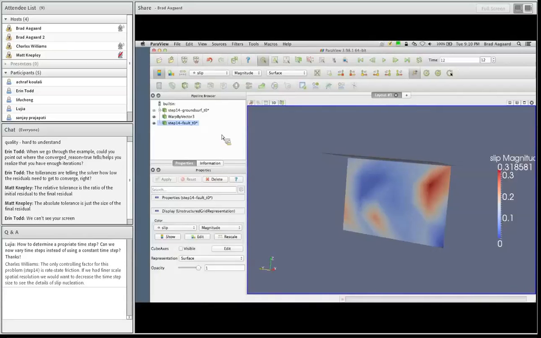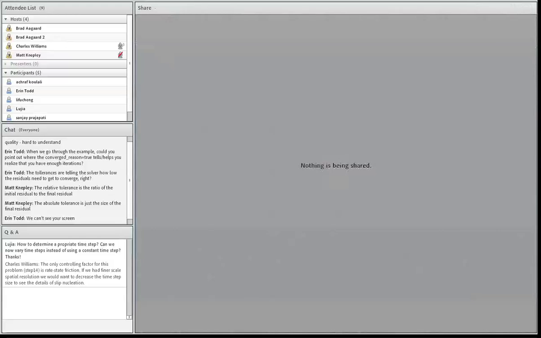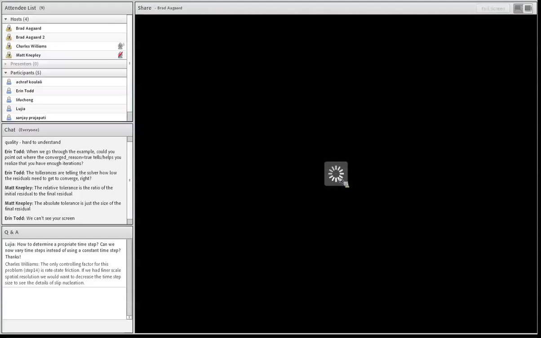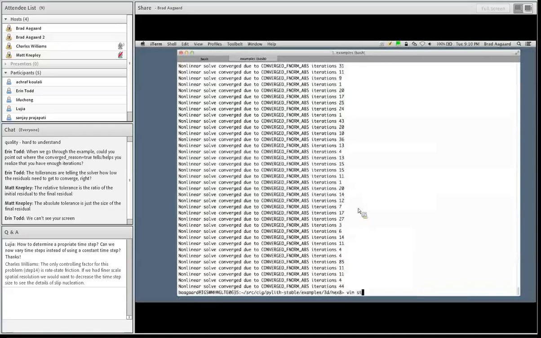And so what that's telling me is that, for one, I got slip at that first time step when I didn't expect slip. So that must mean that my stick-slip behavior is not occurring correctly. So if we go back now, exit, I'll remember to stop sharing. And I'll go back to the terminal here. And so I'll load up.